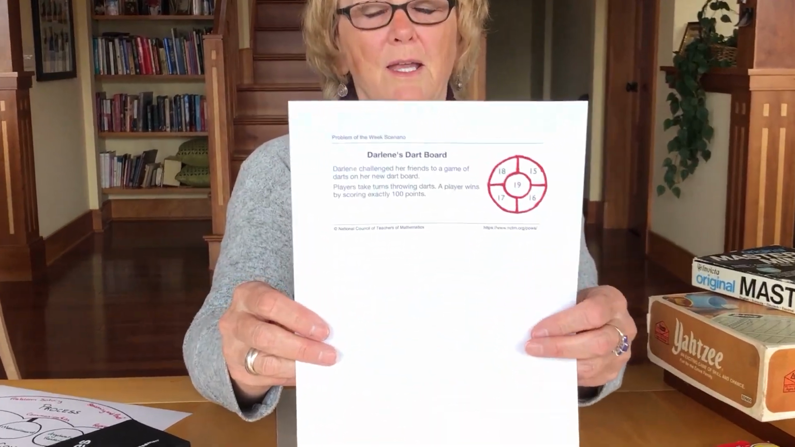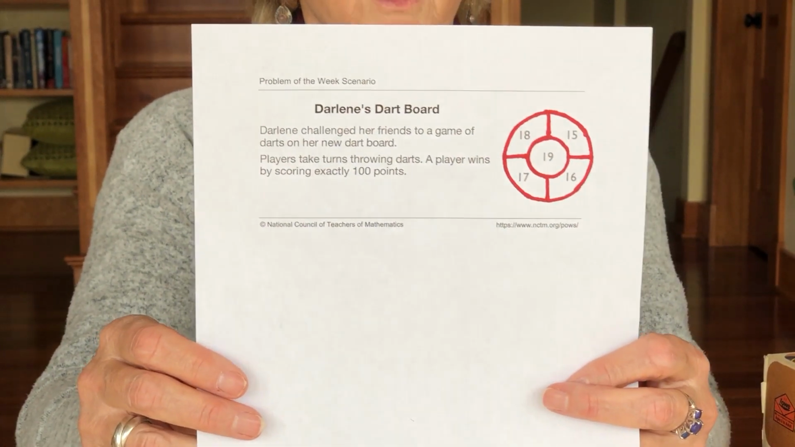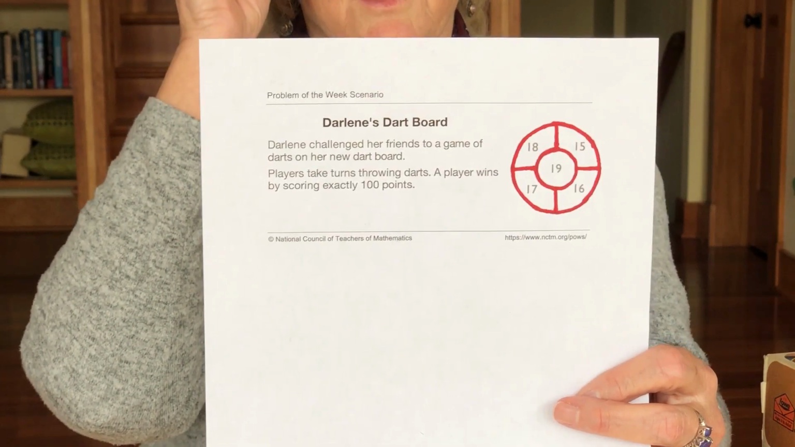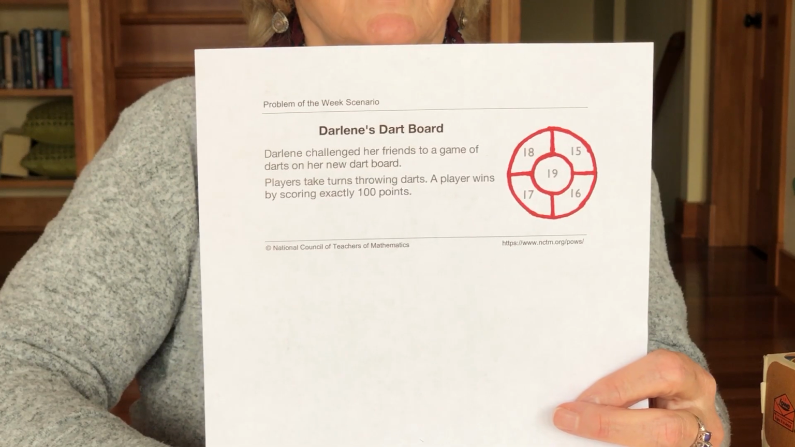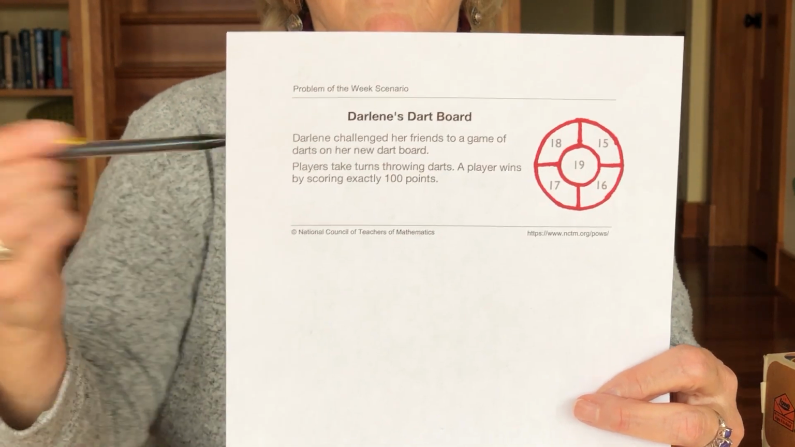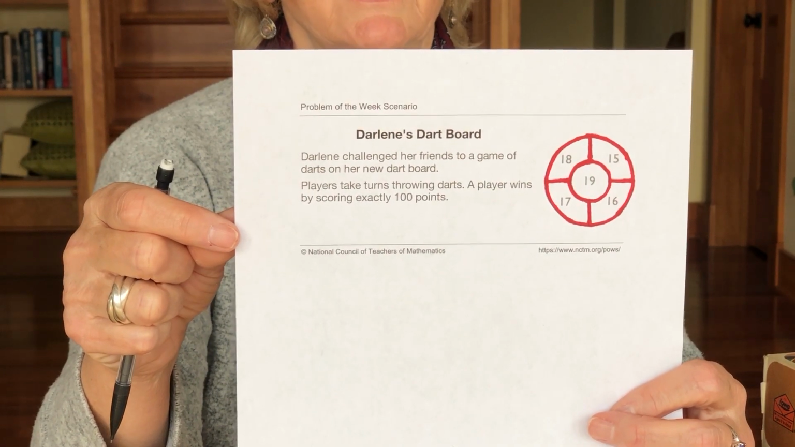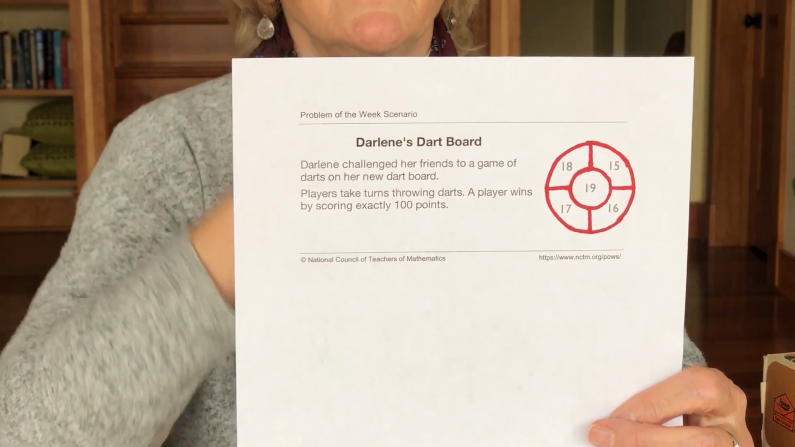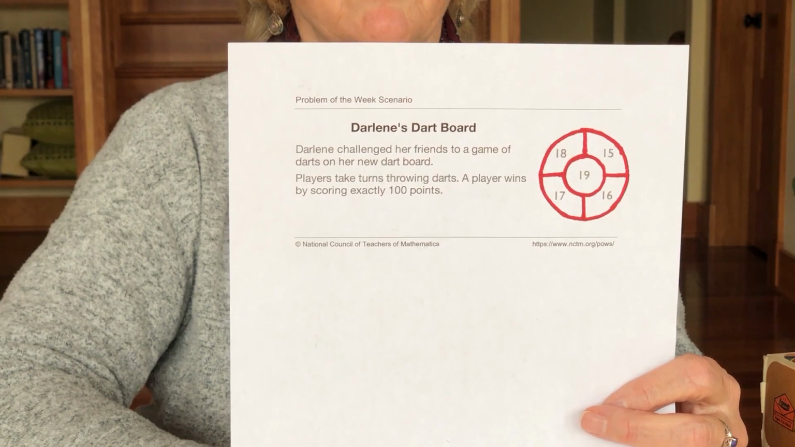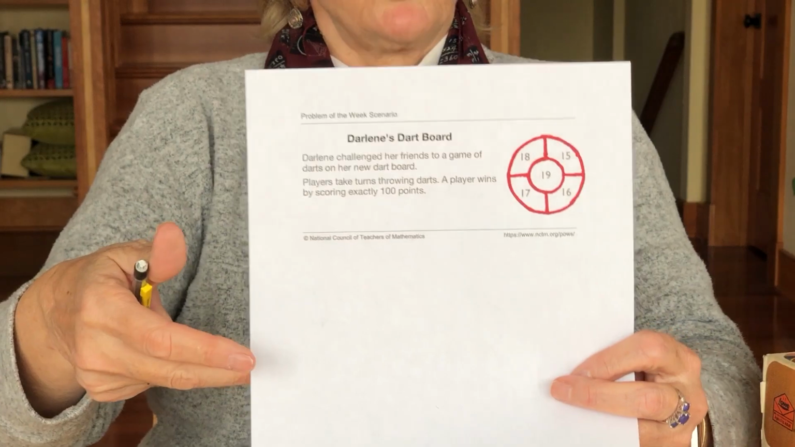Here's the problem, and it came from the National Council of Teachers of Mathematics, the professional organization which I and most mathematics teachers belong to. There's a dartboard here which has the numbers 15, 16, 17, 18, and 19. And you can see that there's a quick scenario about how you play Darlene's dartboard game. You take turns, you and your partner, and you're trying to get a sum of 100. So that's the problem. Could we play this game with our son or daughter?